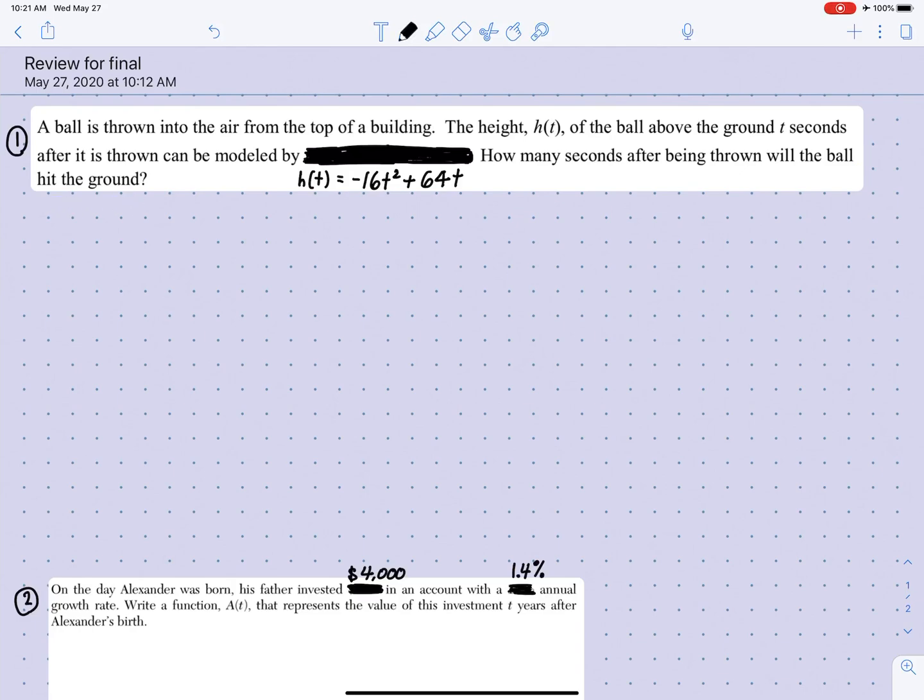Okay, so I should have annotated. So h is a function of t, the height of the ball above the ground, t seconds after it is thrown. This is the function, and we're looking for how many seconds after it is thrown the ball will hit the ground. Once again, h of t is the height, and t is the time in seconds. Now, if something hits the ground, the height is 0. So anytime something hits the ground, the height is 0.